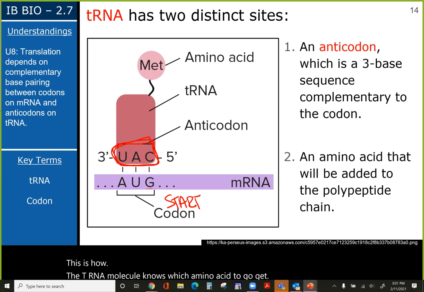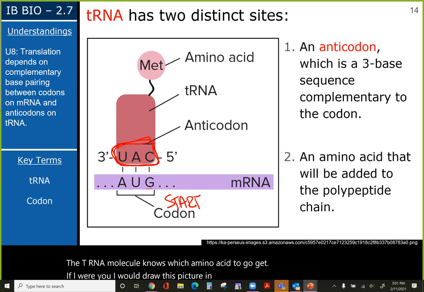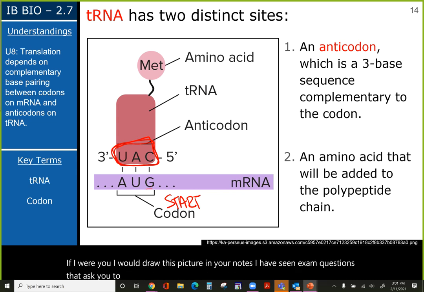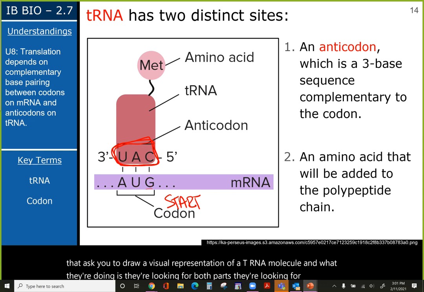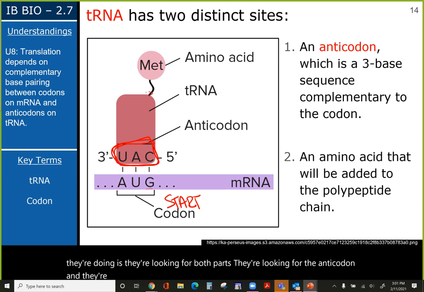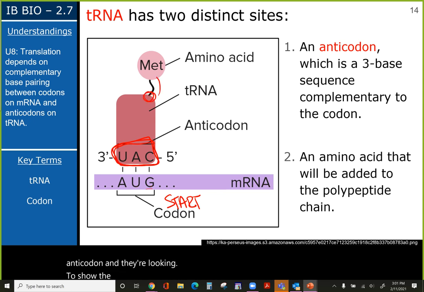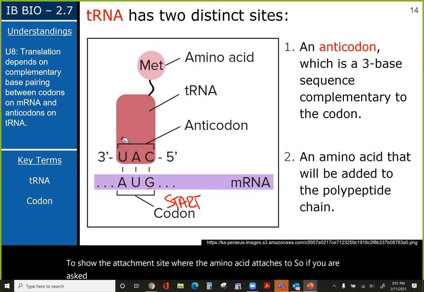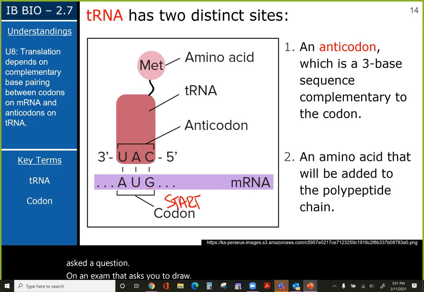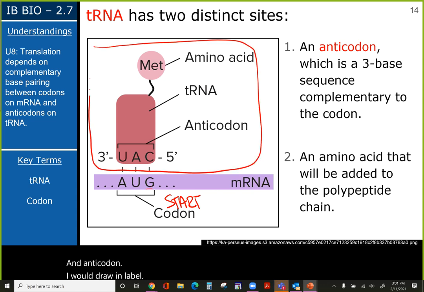If I were you, I would draw this picture in your notes. I have seen exam questions that ask you to draw a visual representation of a tRNA molecule. And what they're doing is they're looking for both parts. They're looking for the anticodon, and they're looking to show the attachment site where the amino acid attaches. So if you are asked a question on an exam that asks you to draw an anticodon, I would draw and label this whole thing.